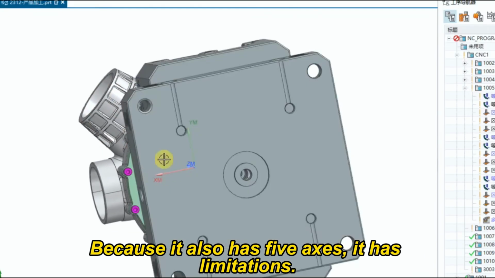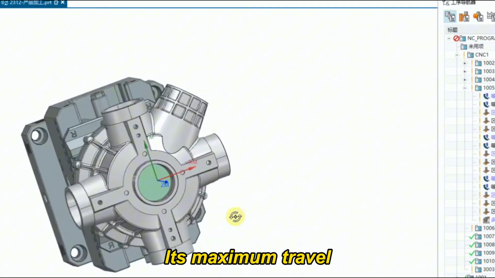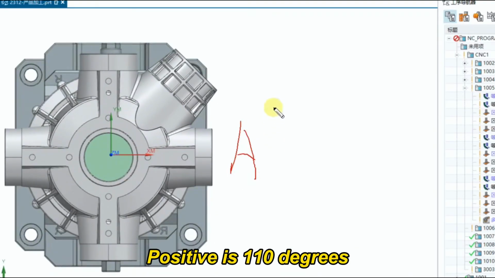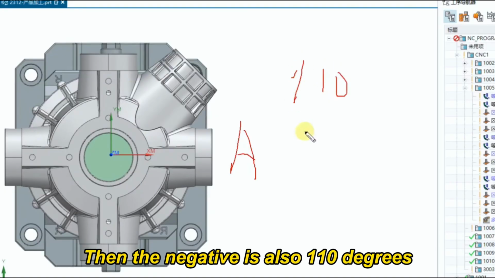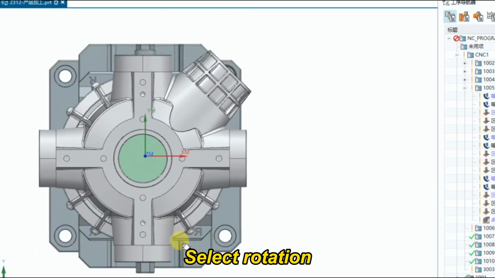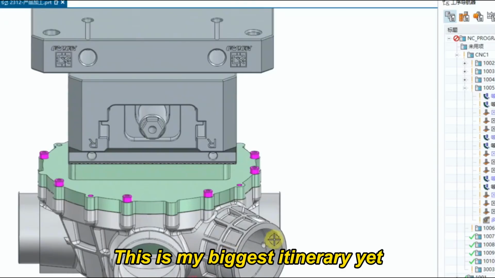Because it also has 5 axes, it has limitations. It's my machine's A axis maximum travel. Positive is 110 degrees, and the negative is also 110 degrees. Like what? I now turn it to the maximum limit of 110 degrees. Select rotation. Input 110. This is my biggest travel.